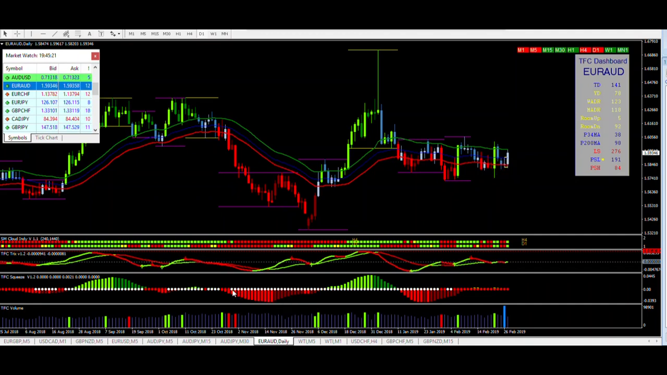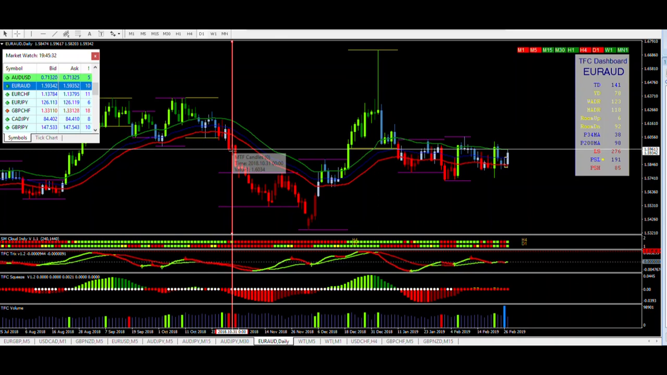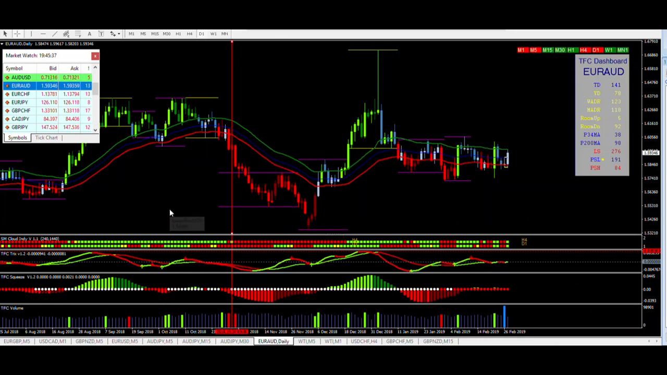Look at the squeeze here on the Euro Aussie. Okay. Now, I've not picked this as an example. I've stumbled on this. But there you go. There's the last squeeze. 600 pips. Thank you very much and good night.